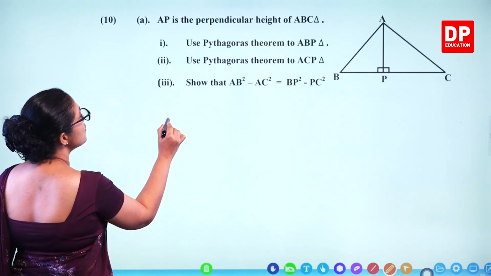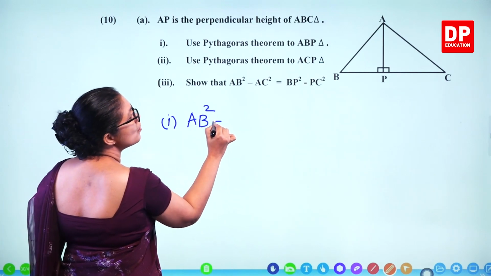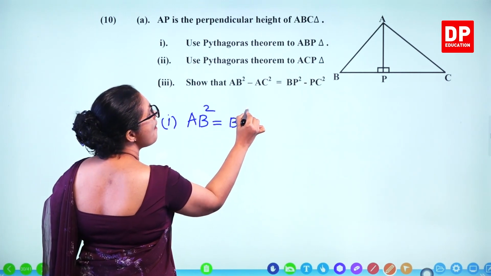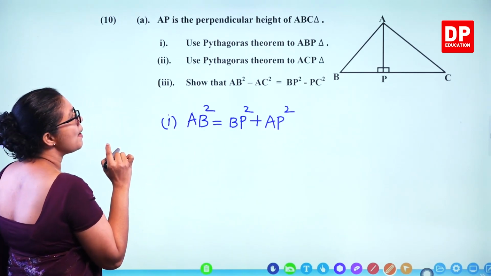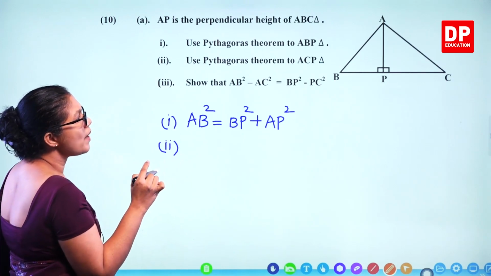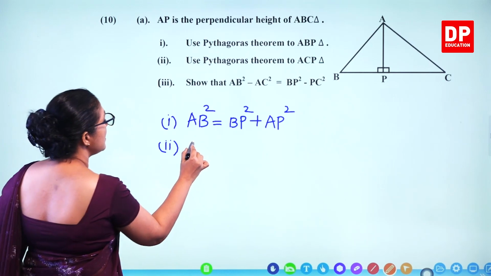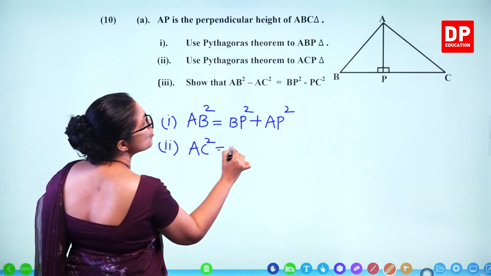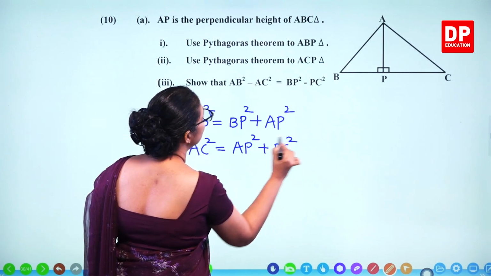ABP. So what can you say? AB squared is equal to BP squared plus AP squared. That's Pythagoras theorem for triangle ABP. Then the second one, use Pythagoras theorem on triangle ACP. So hypotenuse is AC. AC squared is equal to AP squared plus PC squared.